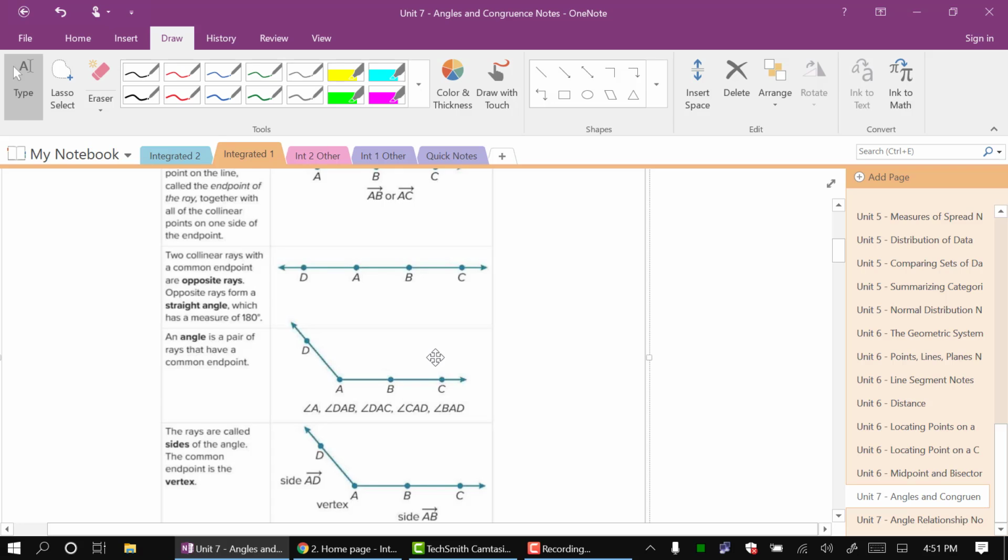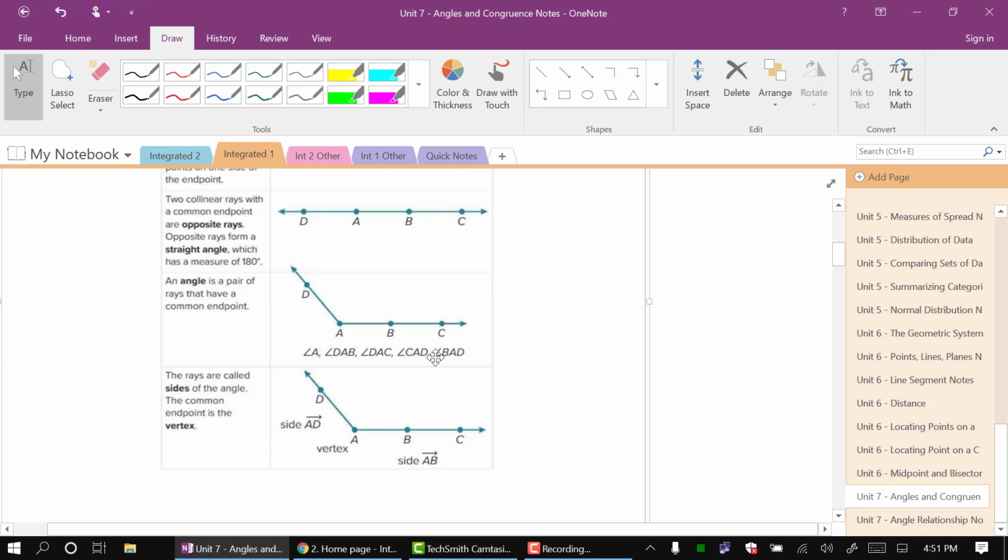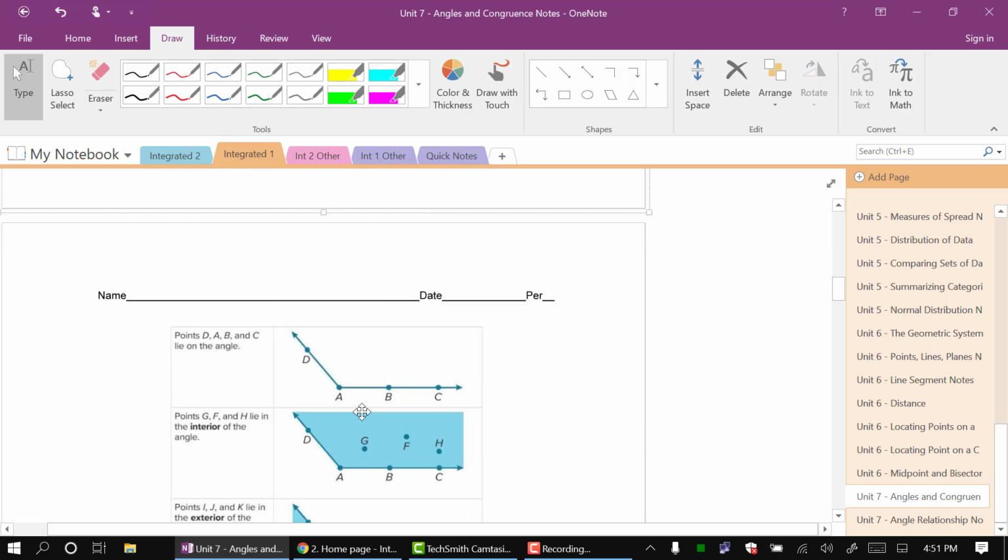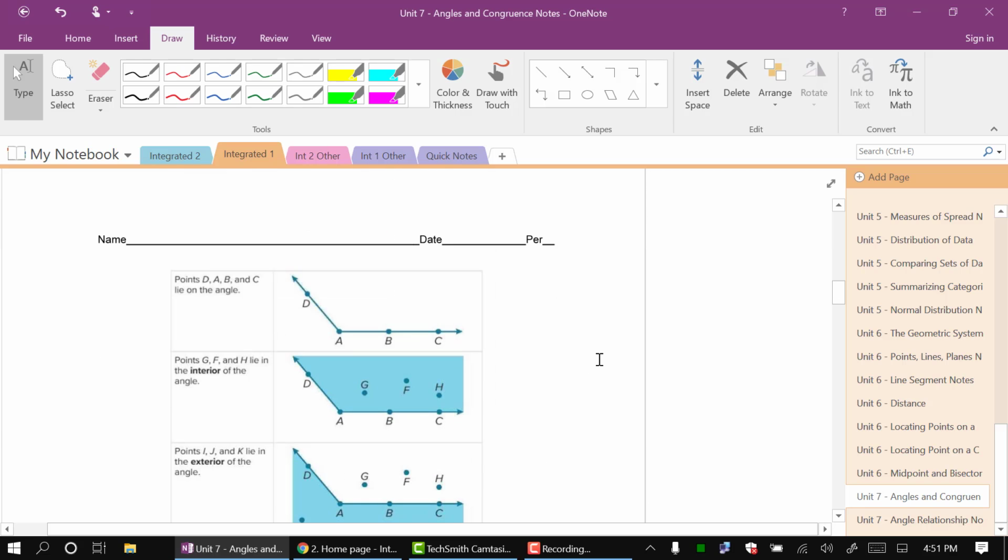So in this case, we have the angle DAB or DAC, or just A, or we can go the other way around. The rays are called the sides of the angle, and the common endpoint is the vertex of the angle. So the rays make the sides, the common endpoint makes the vertex, and between the two rays is the measure of the angle. Points D, A, B, and C lie on the angle. You notice they're all on the rays, so that's why they're on the angle.